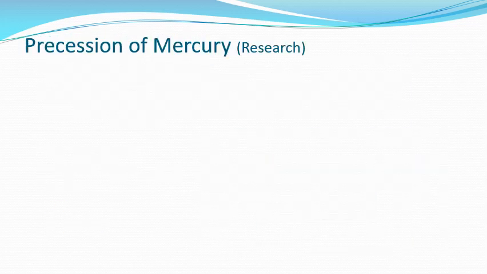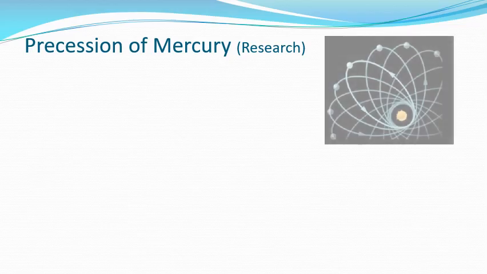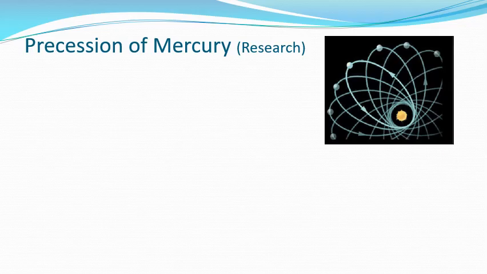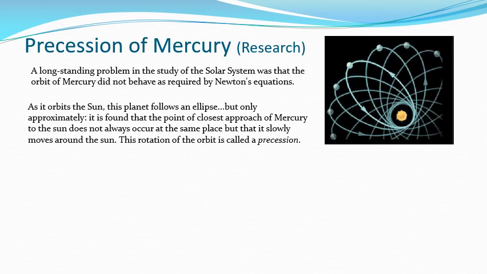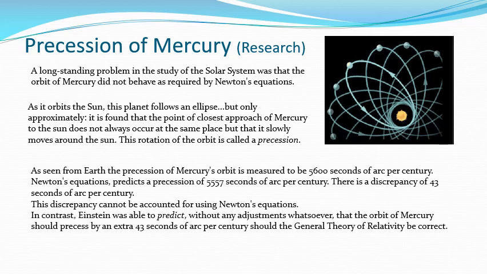One final problem that general relativity predicted was what's called the precession of Mercury. Newton's laws of gravitation were unable to predict the precise orbits of Mercury. So Mercury follows this kind of orbit that is shown here, and it didn't behave properly according to Newton's equations. As it orbits the Sun, it follows an ellipse approximately, and it's found that the closest point of approach is not always the same place. It moves around the Sun. This is called a precession.